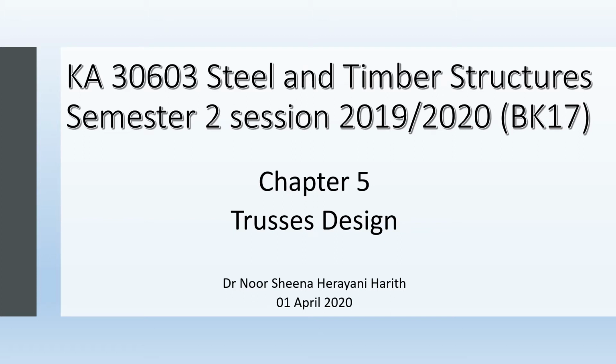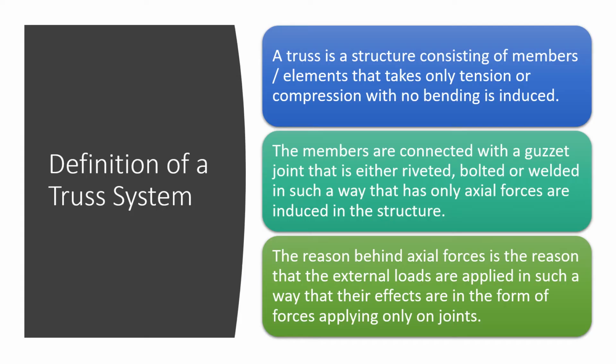Now we will move to our next chapter, chapter 5 on truss design. Definition of a truss system. What is a truss? A truss is a structure consisting of members, or we can call them elements, that take only tension or compression, where there is no bending.